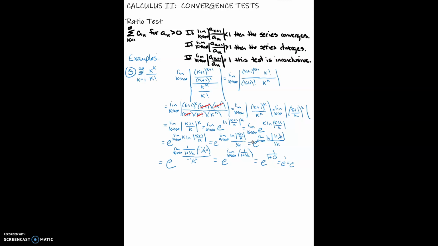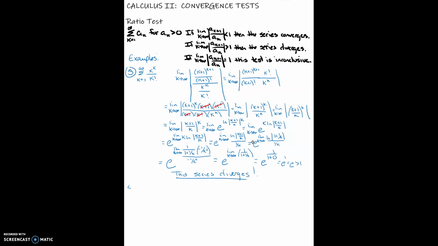And hopefully you have an idea of what that number is. It's a great number. I know most of you know pi. You should also know e. It's a great number. But I do know that this number is greater than 1. So according to my rules, if that limit is greater than 1, then this series diverges. Well, wasn't that fun?